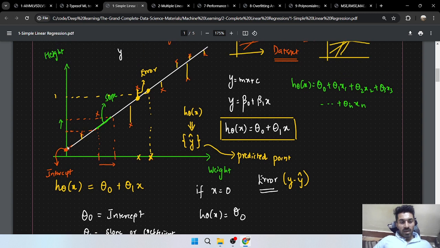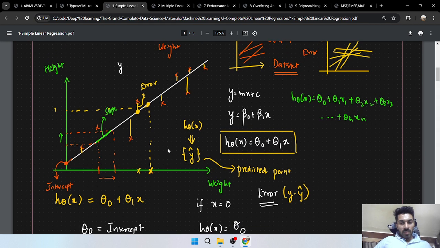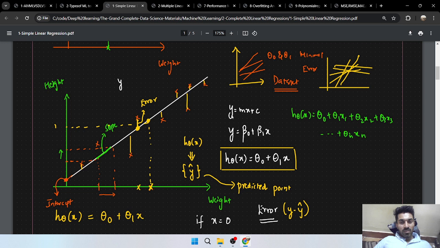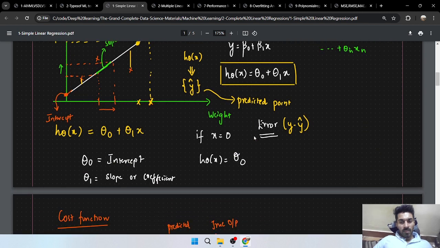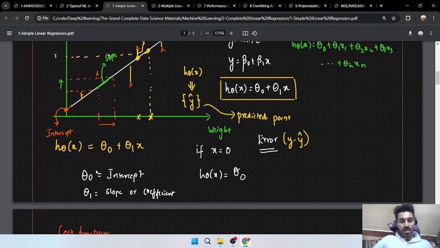So basically there is an intercept, x0, and theta 0, theta 1 x. You can represent it in any form: y equal to mx plus c, or y equal to beta 0 plus beta 1 x, or h theta of x equal to theta 0 plus theta 1 x. You can write it in any manner that gives you a good understanding, that's not a problem. Basically they have written h theta of x equal to theta 0 plus theta 1 x.